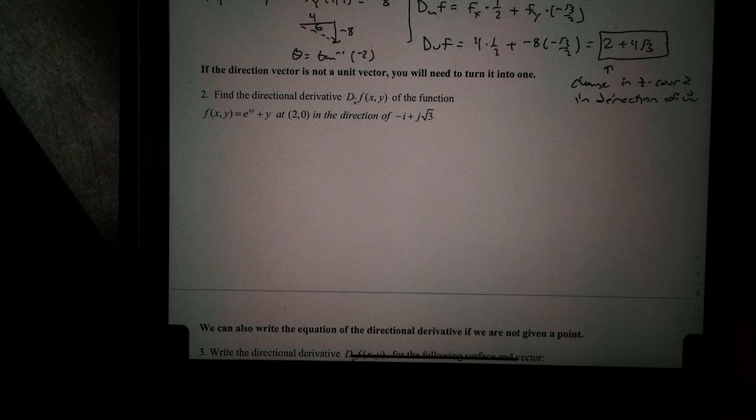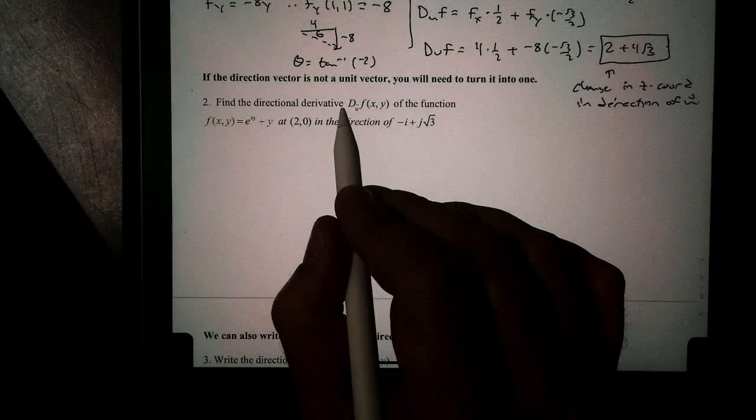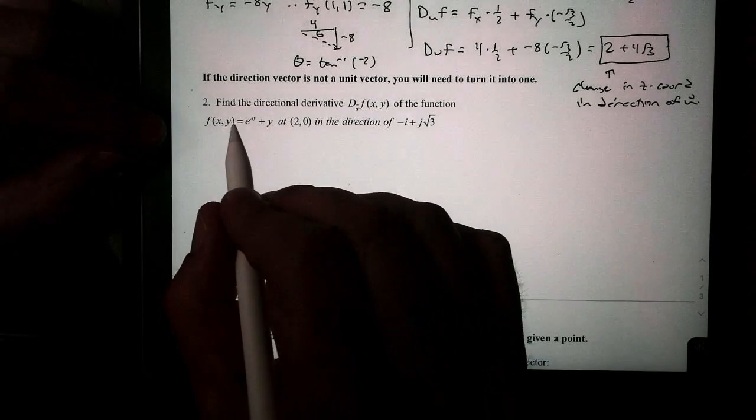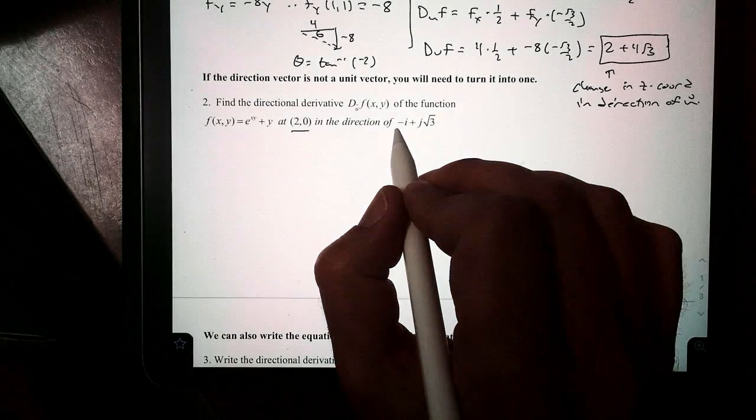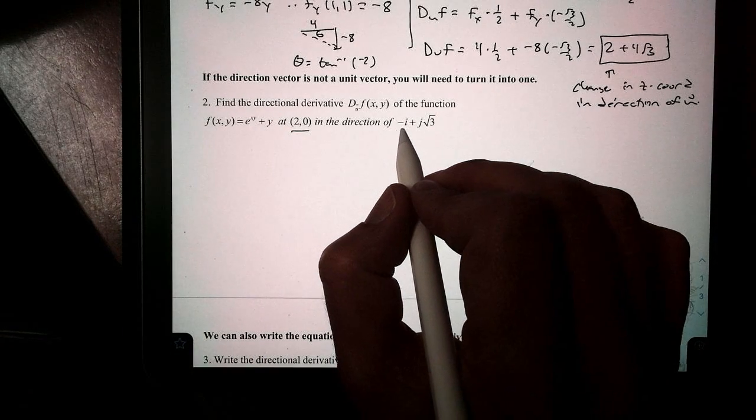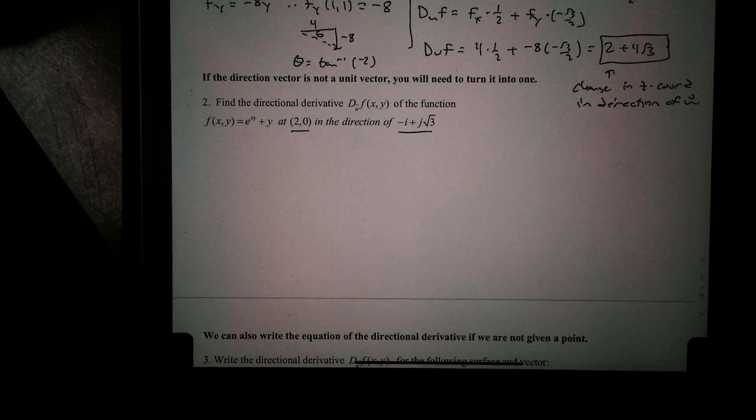So let's take a look at another example. We want to find the directional derivative of the following function, e to the xy plus y, at the point 2, 0 in our direction negative 1 i plus root 3 j.